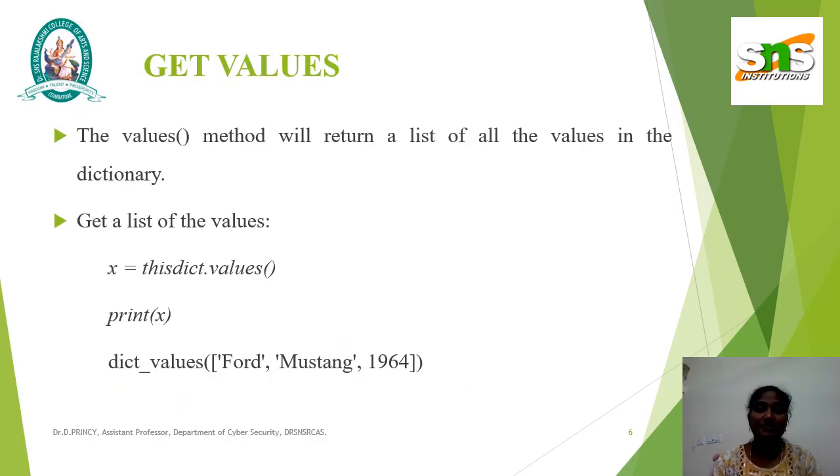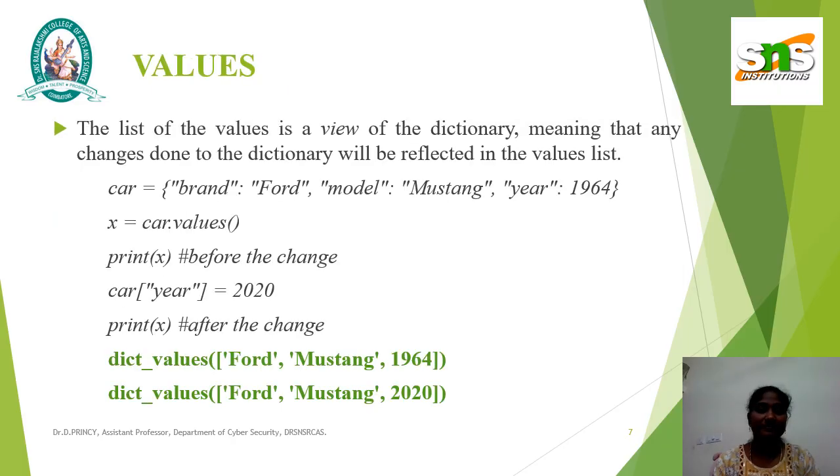Getting values. In some situations, we need to get only the values in the dictionary, not the keys. For that purpose, we use the values method, which returns the list of values in the dictionary. So this dict.values returns only the values of the dictionary. Ford, Mustang and 1964 are the values present in the dictionary, this dict.